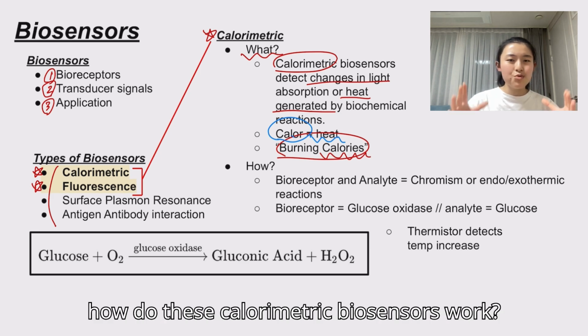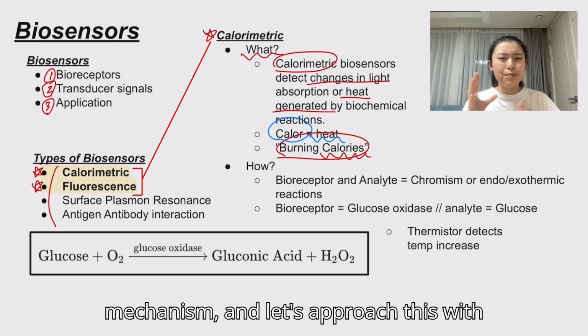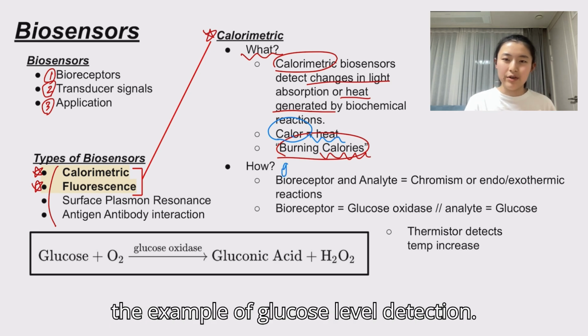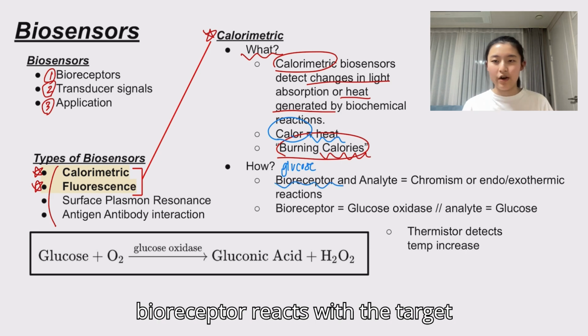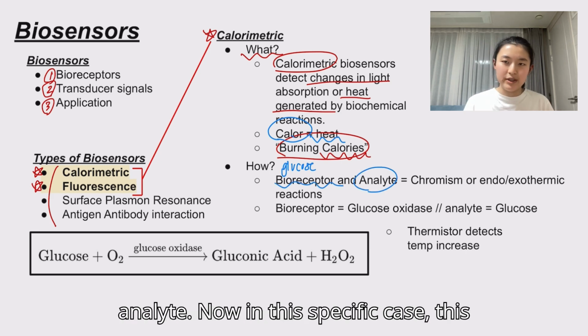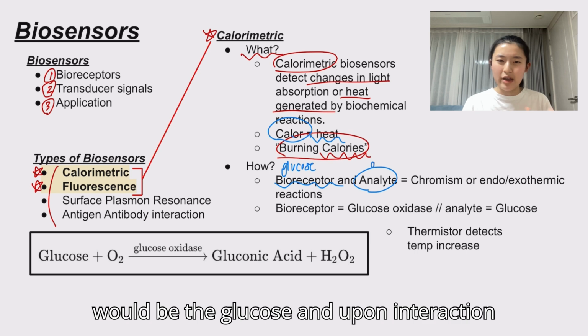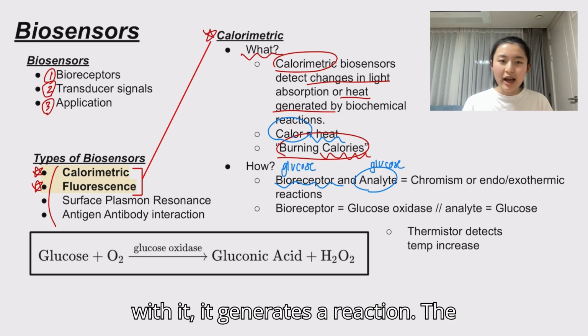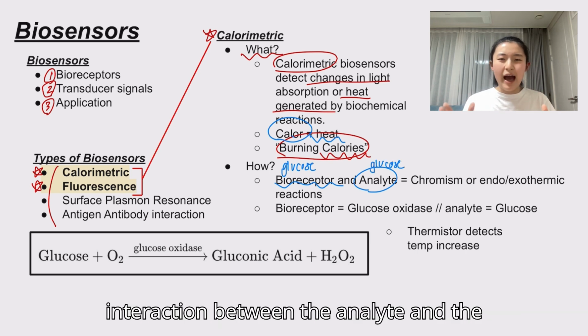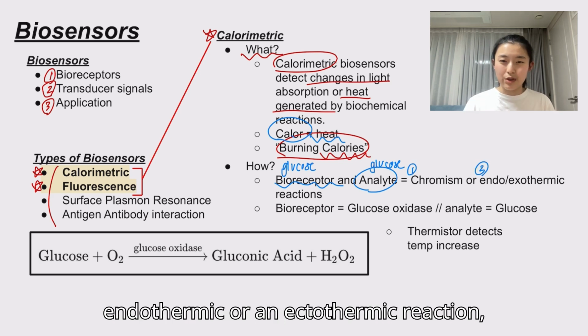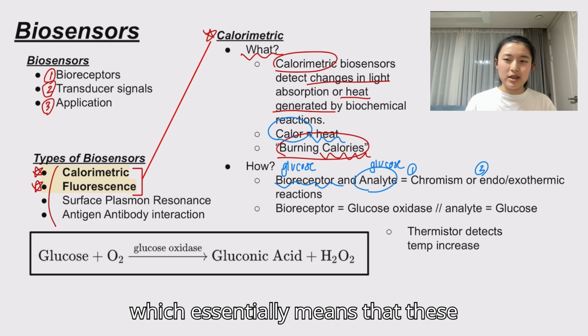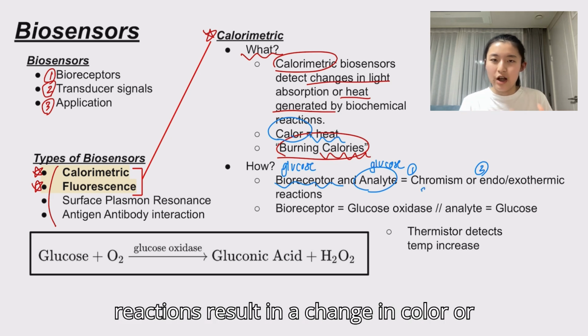So then, how do these calorimetric biosensors work? Well, they work by the following mechanism, and let's approach this with the example of glucose level detection. First, the biosensor containing the bioreceptor reacts with the target analyte. Now, in this specific case, this would be the glucose, and upon interaction with it, it generates a reaction. Now, the interaction between the analyte and the bioreceptor triggers a chromic, endothermic, or exothermic reaction, which essentially means that these reactions result in a change in color or heat.